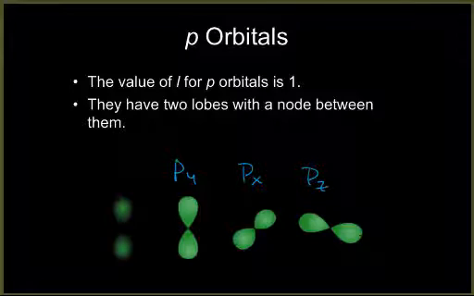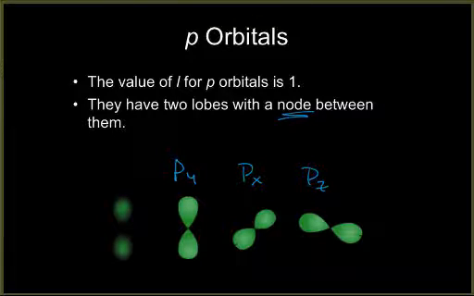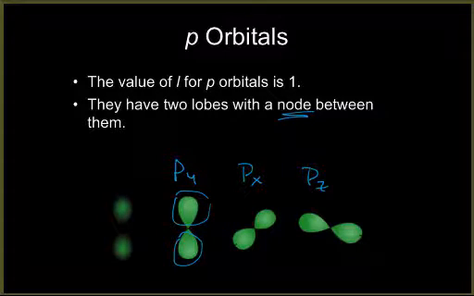Each one of these orientations, like we talked about before, holds 2 electrons, and the value of l for a p orbital is 1. The other thing that it talks about here is a node. A node is a place where there's a 0 chance of finding an electron. So for these, the places where you would look to find the electron would be in these kind of lobe shapes. You wouldn't find an electron in this node in the middle.